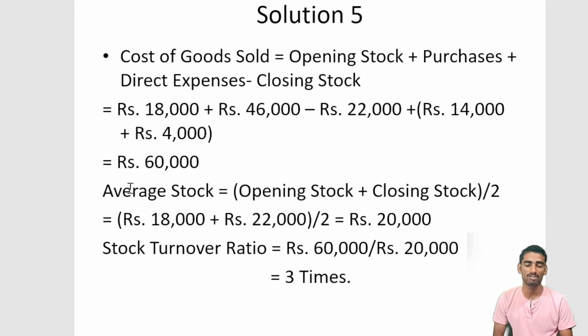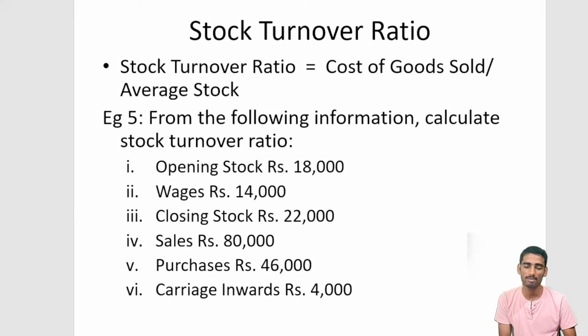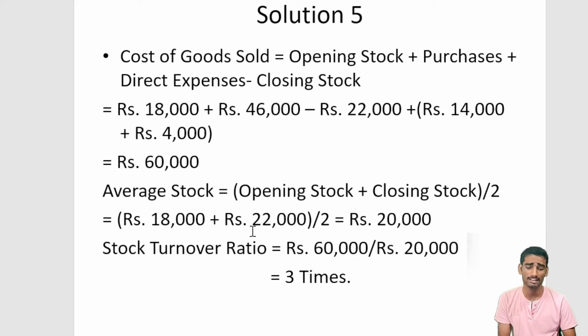Now average stock is equal to what? Average stock is opening stock plus closing stock upon 2. Whenever you have to find an average, it is the sum of the values divided by the number of items. So similarly, average stock is equal to opening stock plus closing stock divided by 2. Opening stock and closing stock are already provided, so you just do the sum: 18,000 plus 22,000 upon 2, that is 40,000 upon 2, that is 20,000. So thus you have got the value of average stock and cost of goods sold.